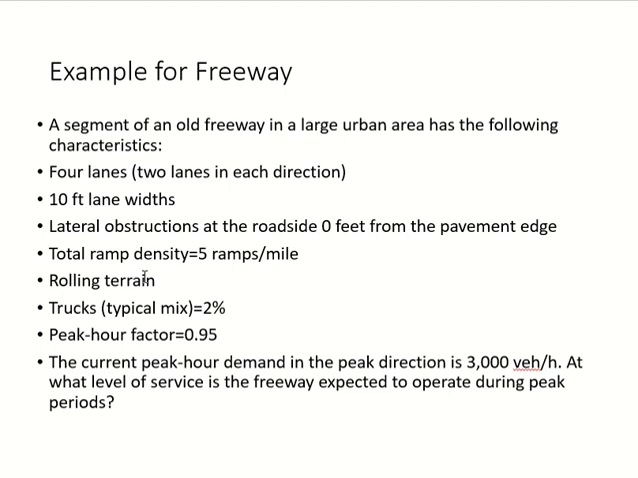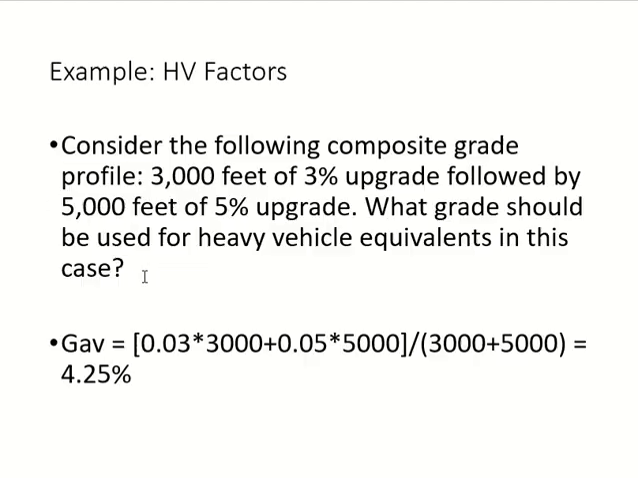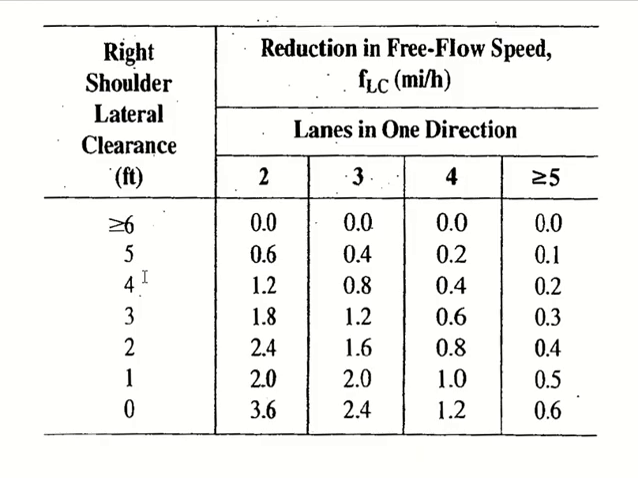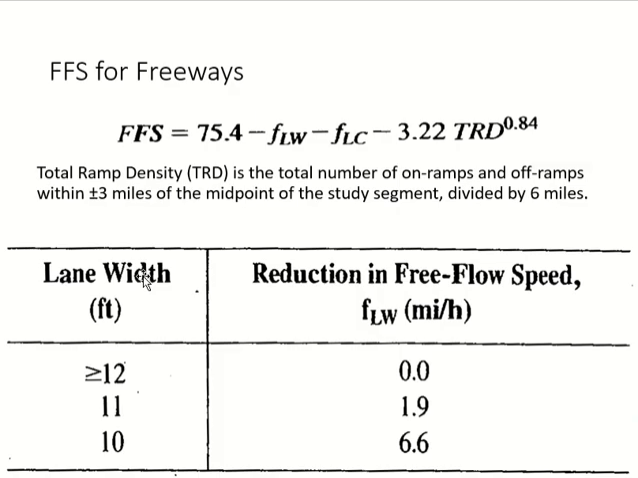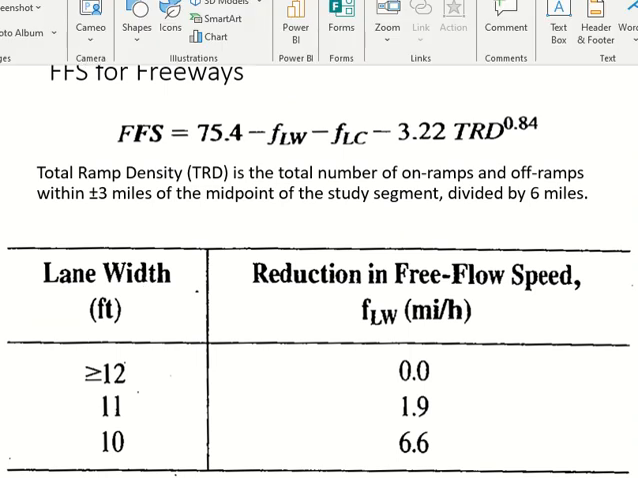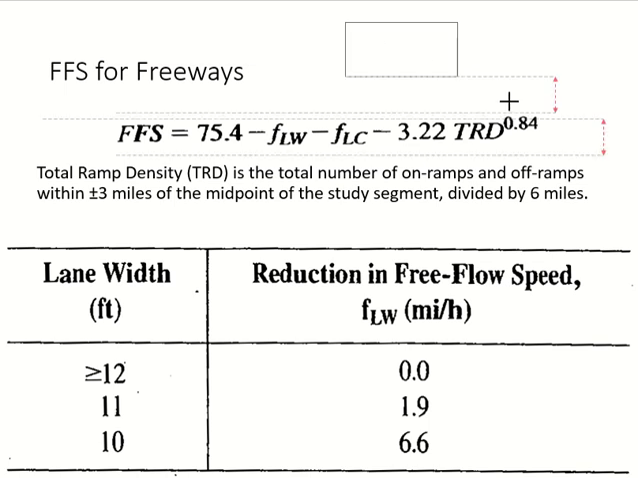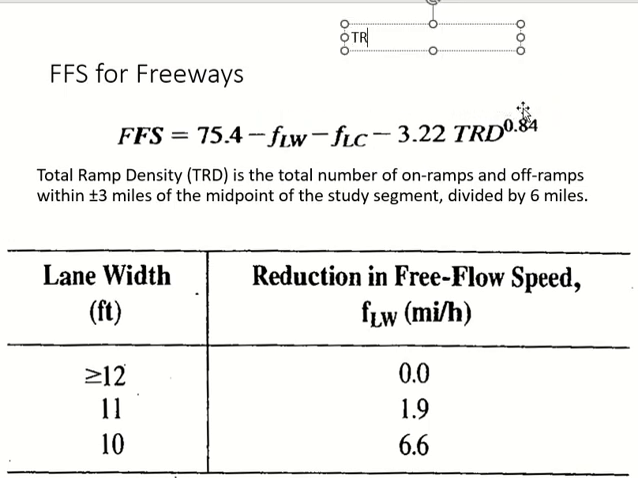Okay, free flow speed for freeways, this is the equation. Okay, the things which are given in the question: they gave me ramp density 5, they told me lane width 10 feet, they told me lateral clearance 0 feet.